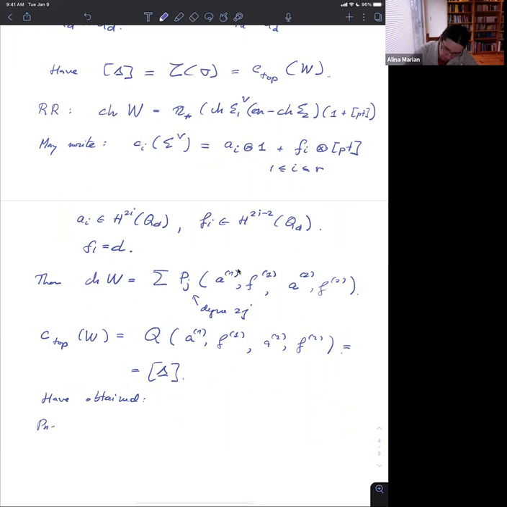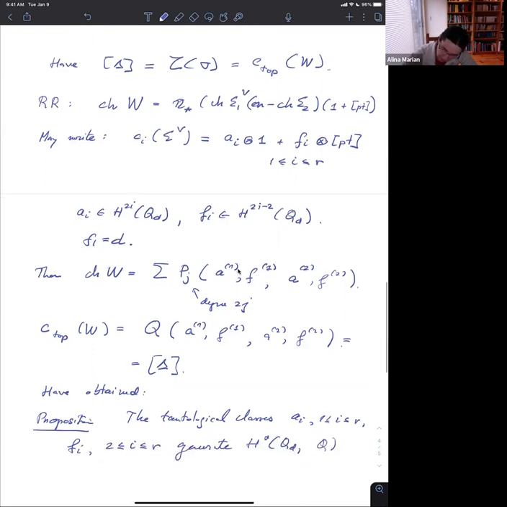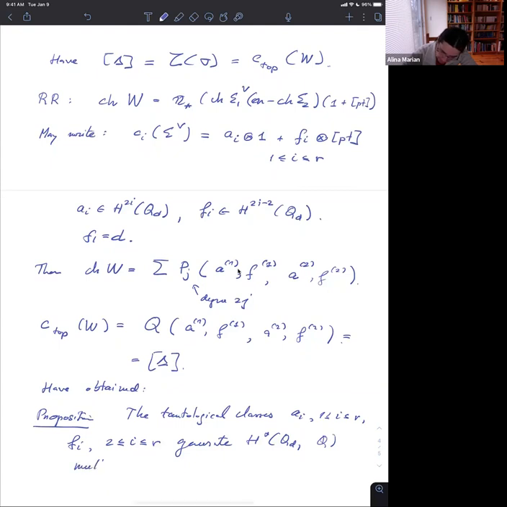Let's call this a proposition. The tautological classes a_i and f_i generate the cohomology of the Quot scheme multiplicatively.